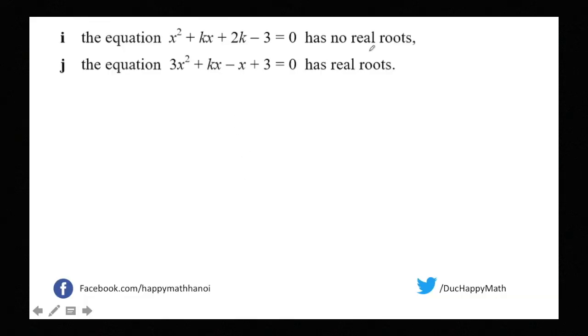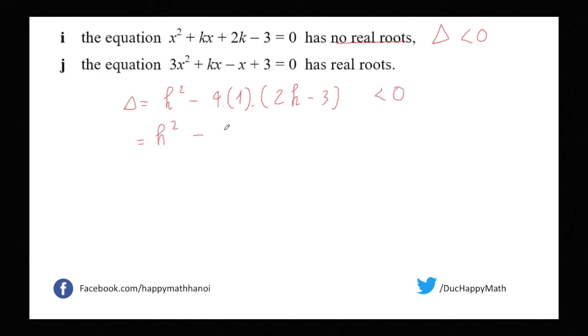Question I. The equation has no real root. No real root means the delta has to be less than 0. So delta is k squared minus 4ac less than 0. So k squared minus 8k plus 12 will be less than 0.